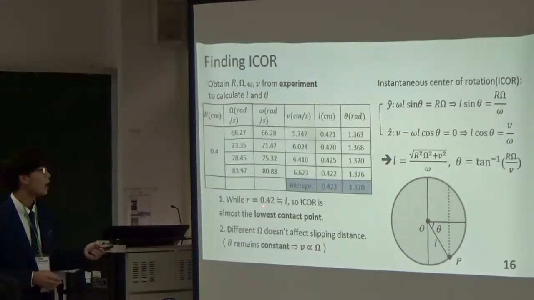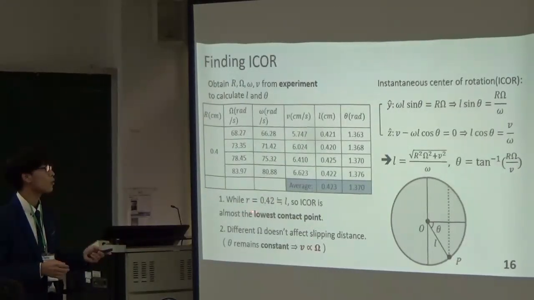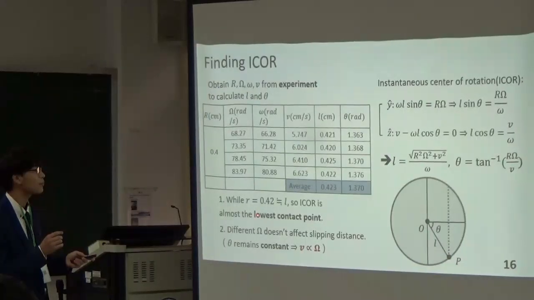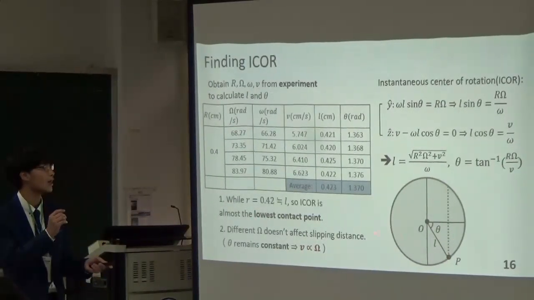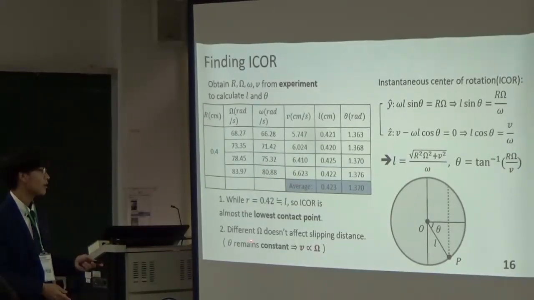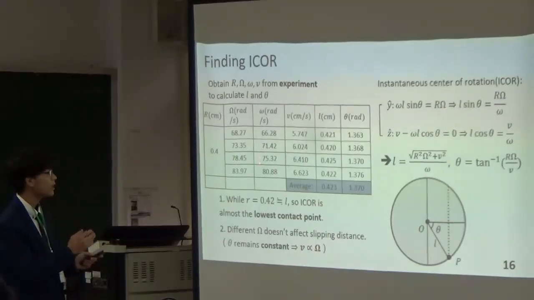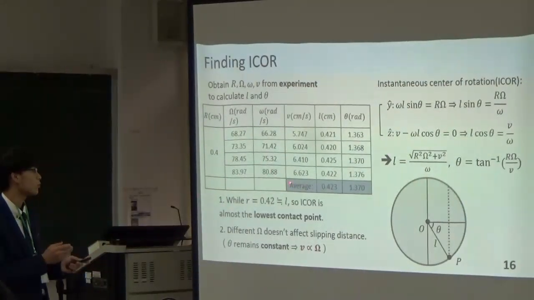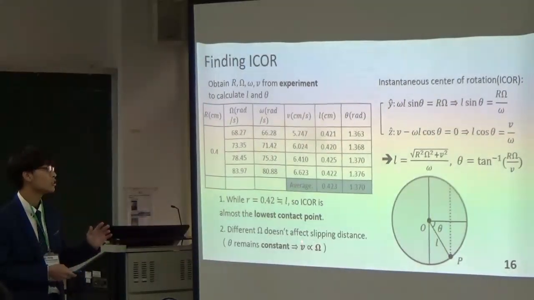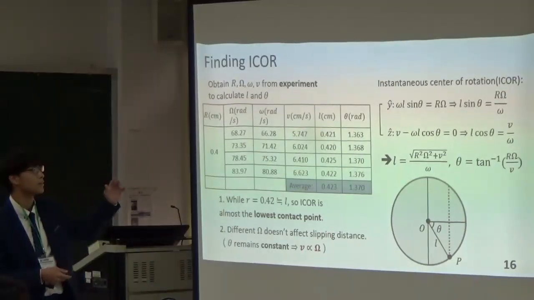Because we also found that L roughly equals the radius of the magnet, the ICR is almost at the lowest contact point of the contact line. We can also find out that different angular velocity doesn't affect the cyclic distance, which means that theta remains a constant for this situation. So we can say that the velocity of the magnet is proportional to the angular velocity.